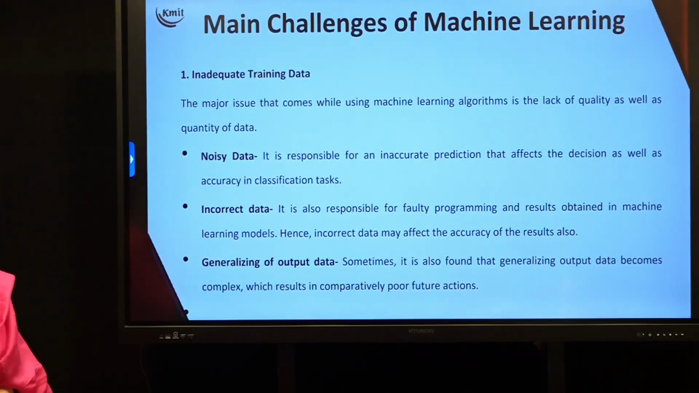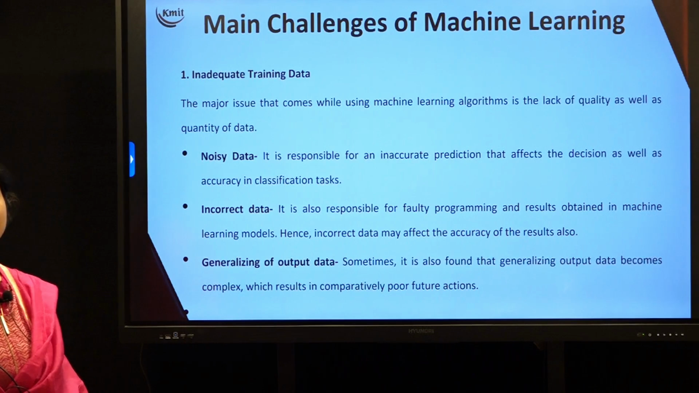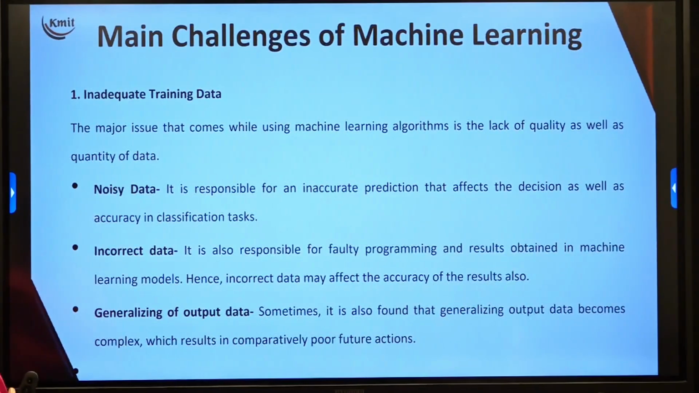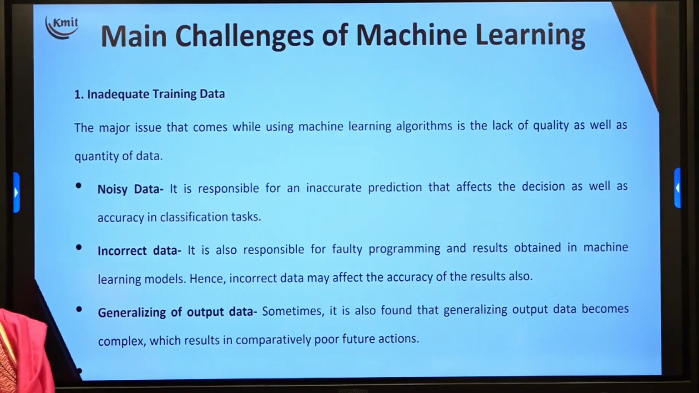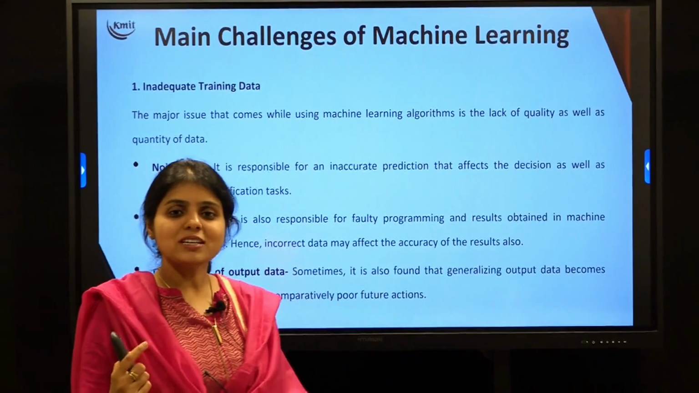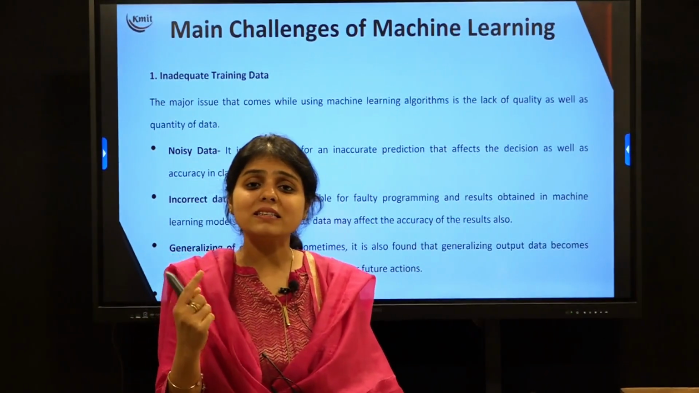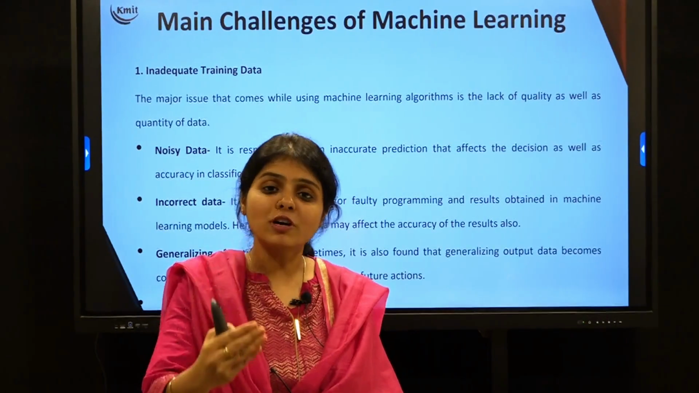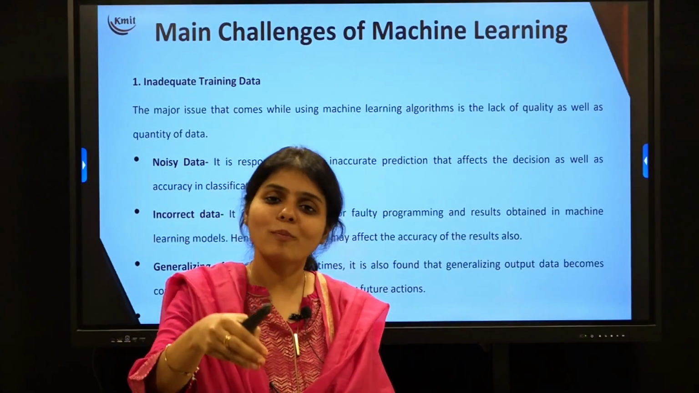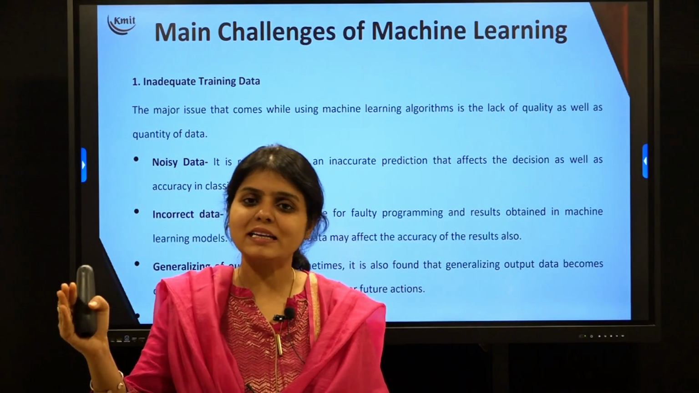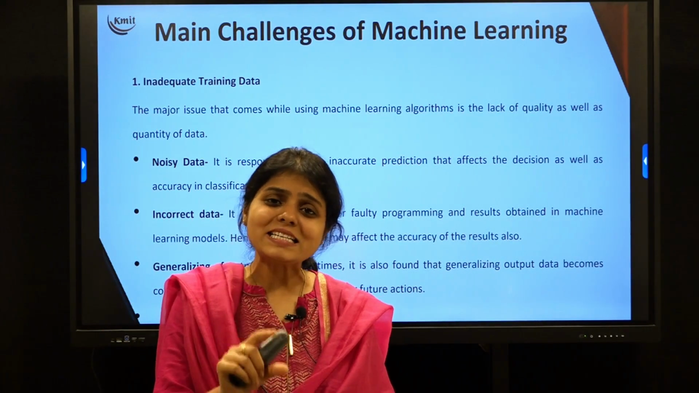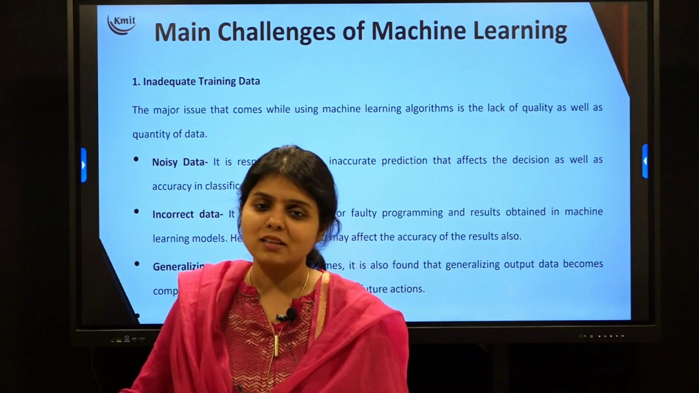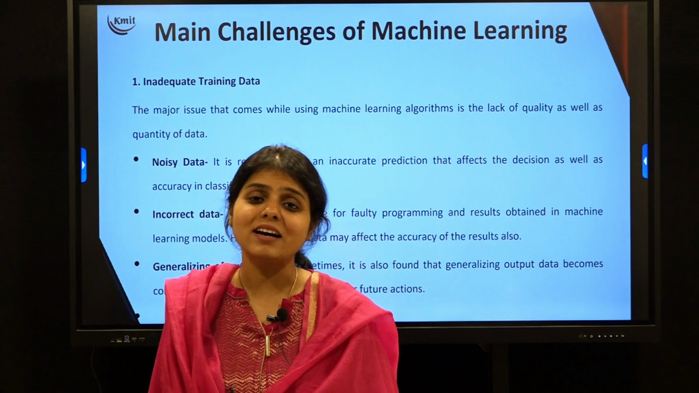Now let's look into some challenges machine learning faces. The first challenge that comes is inadequate training data. As I told you, the machine understands and predicts the results depending upon the data. If you give more data, the machine will understand the complex patterns in the data and try to predict accurately. But if you give only less data, and when you test the machine with complicated data, the machine may not be able to give you the desired results.